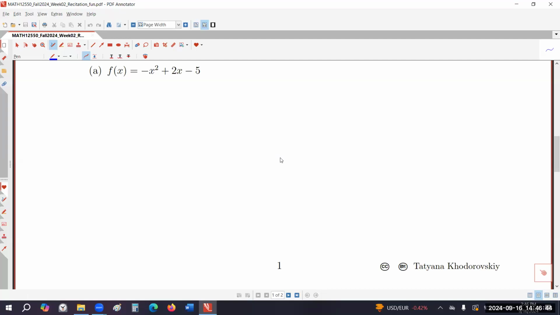Difference quotient. Watch it here. So difference quotient, it means we have to do three things. Either do them in 3 steps or do everything in 1 step. But there are 3 things we're supposed to do.